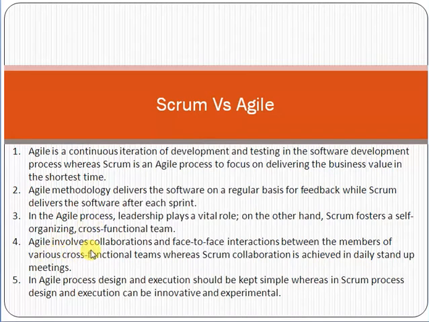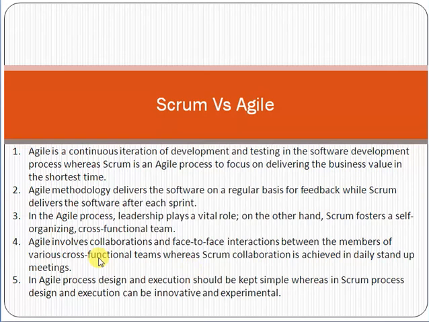Then Agile involves collaboration and face-to-face interactions between the members of the various cross-functional teams, whereas in Scrum, collaboration is achieved in daily stand-up meetings. Friends, in Scrum there is a concept of a daily stand-up meeting, which is around a 15-minute meeting in which the Scrum team members, Scrum Master, and Product Owner normally discuss what happened yesterday, what they are doing today, what they plan to do tomorrow, what issues and risks they are facing, and how they should handle them, etc. So there is a daily stand-up meeting of 15 minutes.